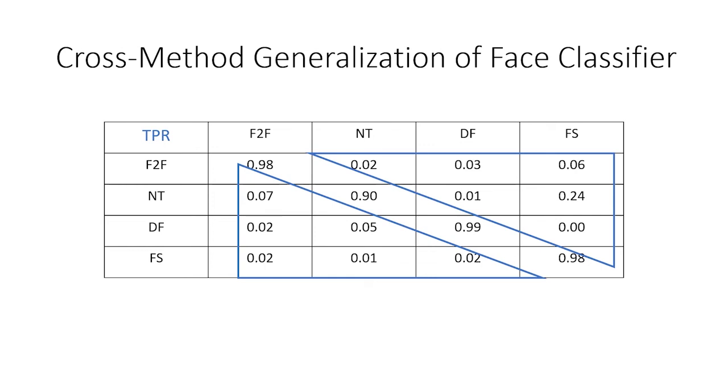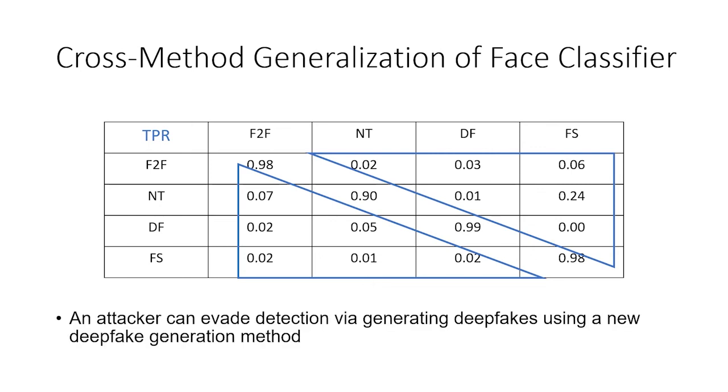This indicates that a face classifier trained on deepfakes generated by some method cannot detect fake faces generated by other methods. Our results imply that an attacker can evade detection via generating deepfakes using a new deepfake generation method.